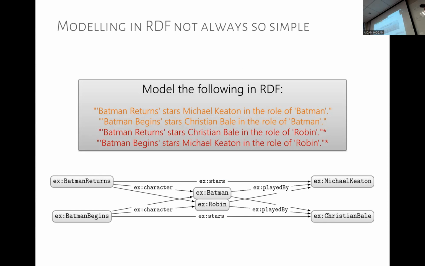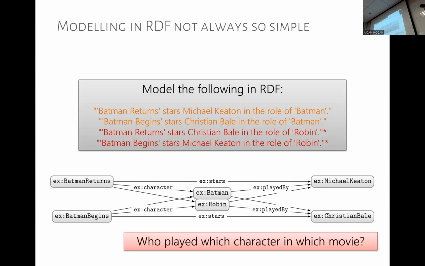So how do we model this sort of data? Here we don't know who played which character in which movie. So a better way to model this sort of data would be to use an n-ary predicate. And yeah, this wasn't real. They didn't really play the role of Robin in these movies, but okay.